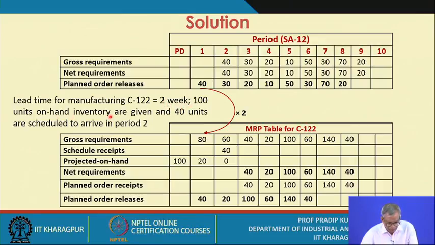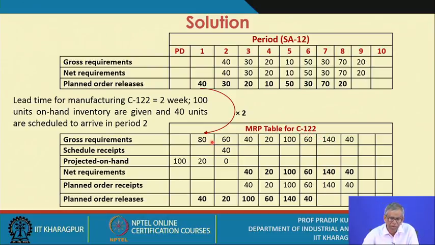100 units of on hand inventory are given and 40 units are scheduled to arrive in period 2. That means, to produce 1 unit of the sub assembly SA12, you require 2 units of C122. So, what are the gross requirements? The gross requirements are 40 into 2, that is 80, 30 into 2, 60, and the same way you calculate the gross requirements for the component C122.